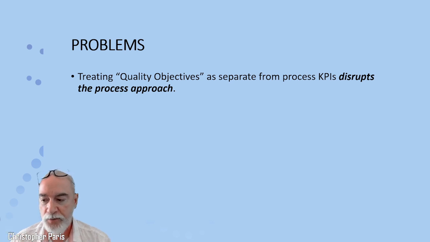For example, companies will set a scrap rate as a global quality objective. Well, is the scrap rate due to the first process, the second process? A scrap rate doesn't tell you where the problem is being caused. It just tells you that you have a problem. Now you have to go in and do all sorts of investigation. If you measure your KPIs, you know immediately which process is not meeting its KPI, and you don't have to do all this investigation. So having global quality objectives apart from process KPIs breaks the process approach.